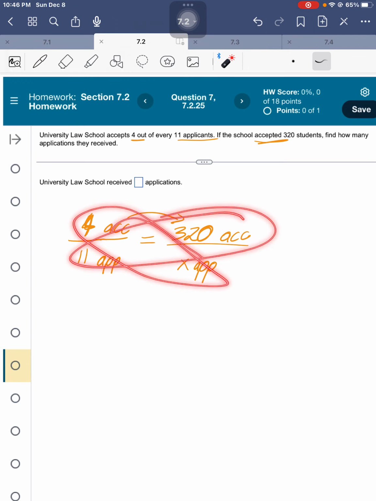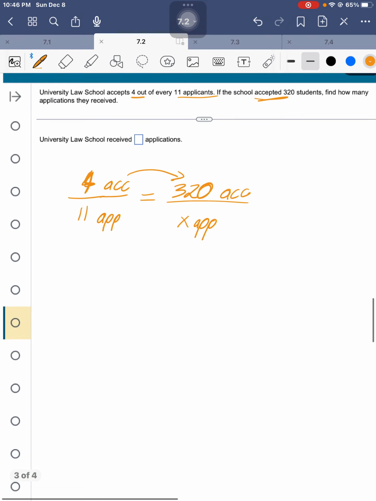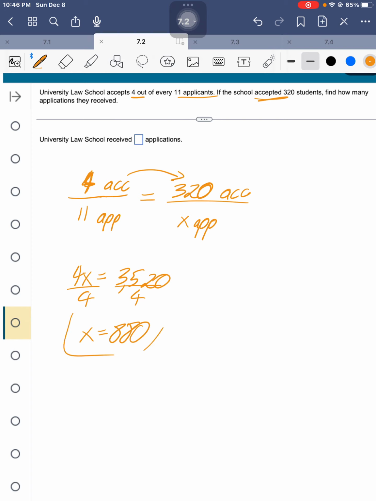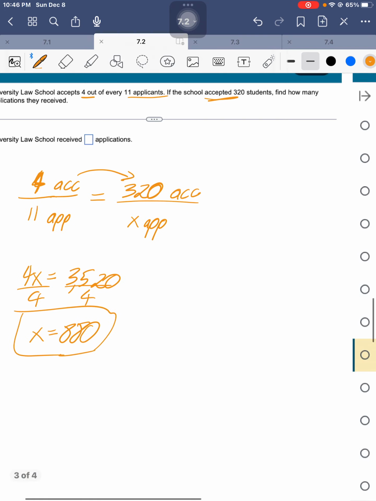Now we're going to cross multiply our means and our extremes. So 4x equals, let's do 320 times 11, 3520, divide by 4. So there were 880 applicants.